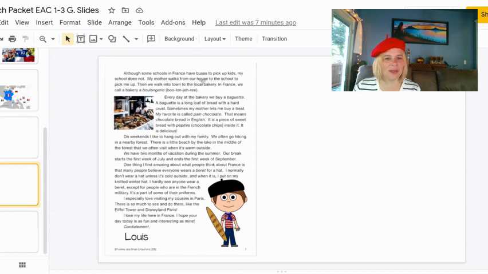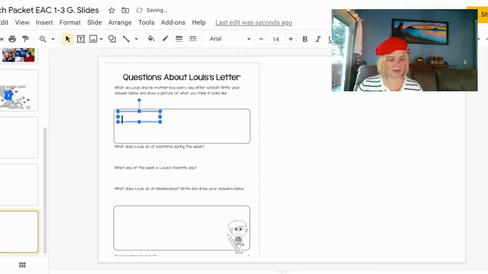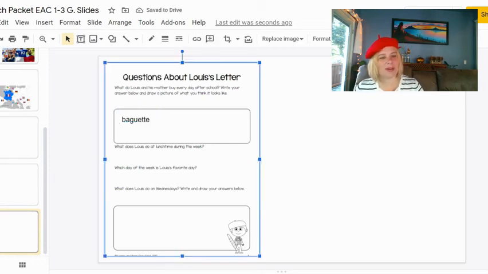right up here. Every day at the bakery, we buy a baguette. A baguette is a long loaf of bread with a hard crust. So you can write in baguette and draw a picture of the bread. Baguette. I'm not going to be able to draw the picture of the bread on the computer here, so you can draw your picture. There's an example right down here. Looks like an oval with some ovals inside of it.